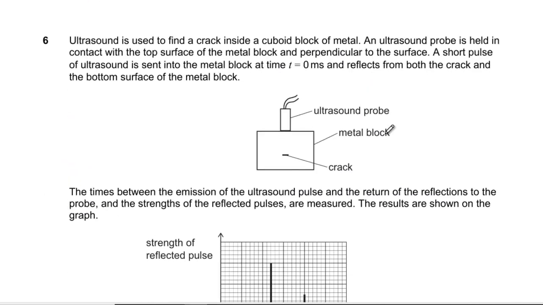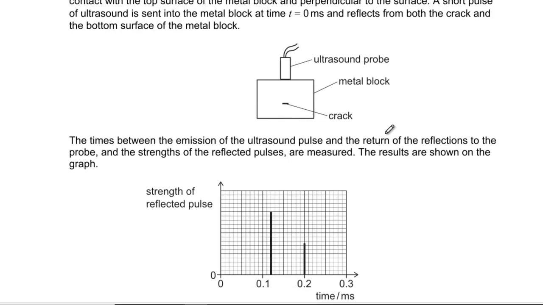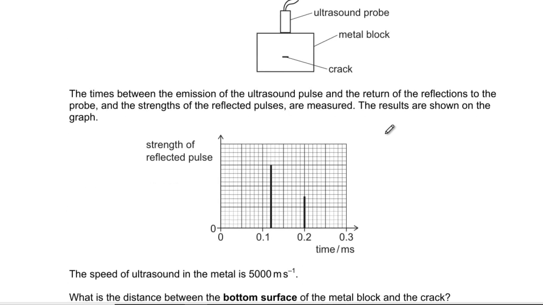Okay. C. Ultrasound is used to find a crack in the block. Yep. So we zap it down. Don't need to read all that. We know what they're asking, really. Speed of the ultrasound is that. They've given us this graph. What's the distance between the bottom of the block and the crack?